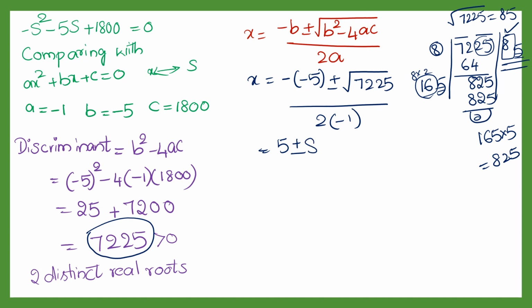We get 85 by 2 into minus 1, minus 2. See, if you don't know the square root method, what should you do? You should do prime factorization.